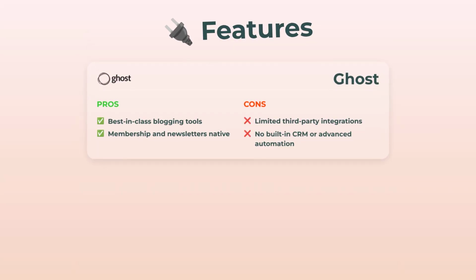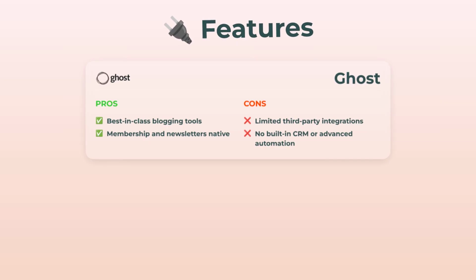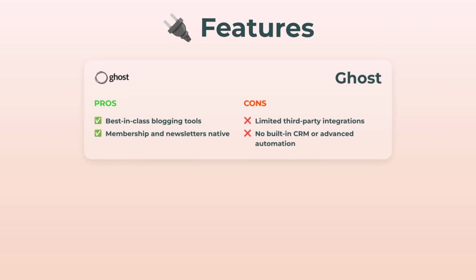Features: so Ghost is laser-focused on blogging. You get the best native tools, membership, newsletters, all built in. The downside is that you're kind of on your own for integrating fancy stuff like CRMs or marketing automation.